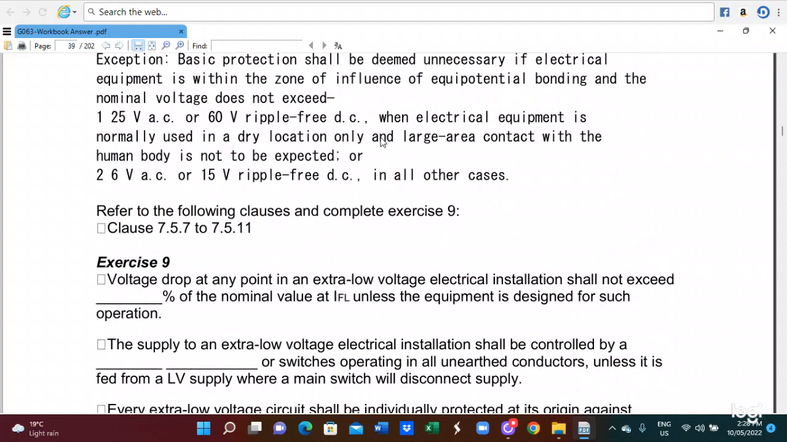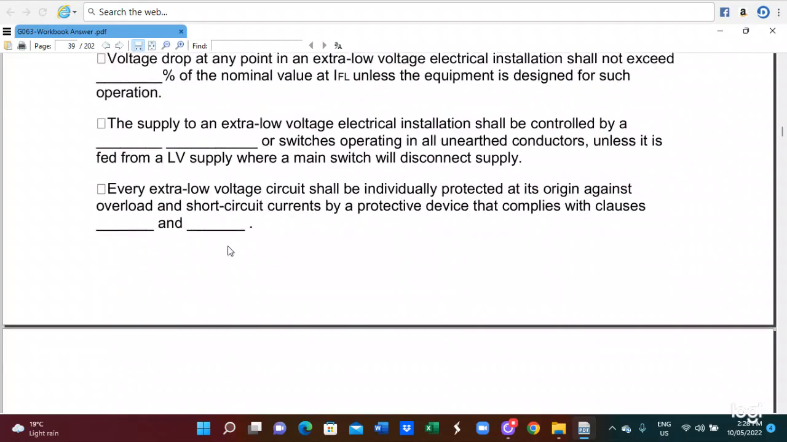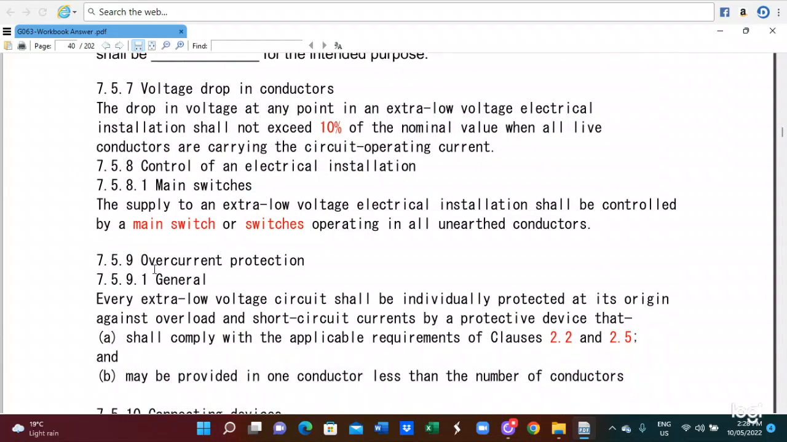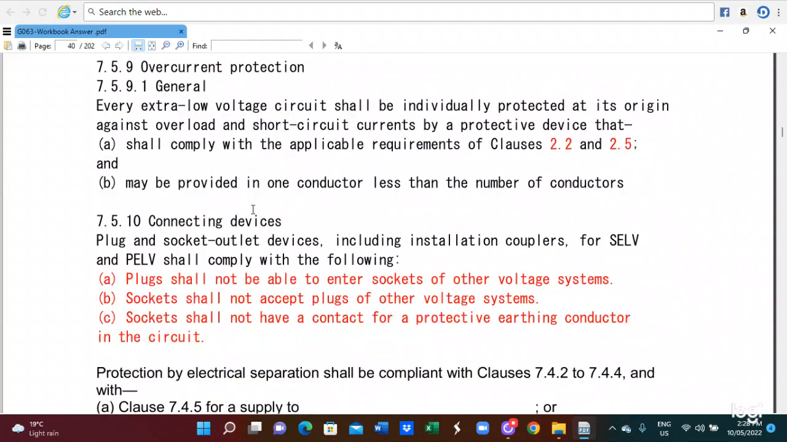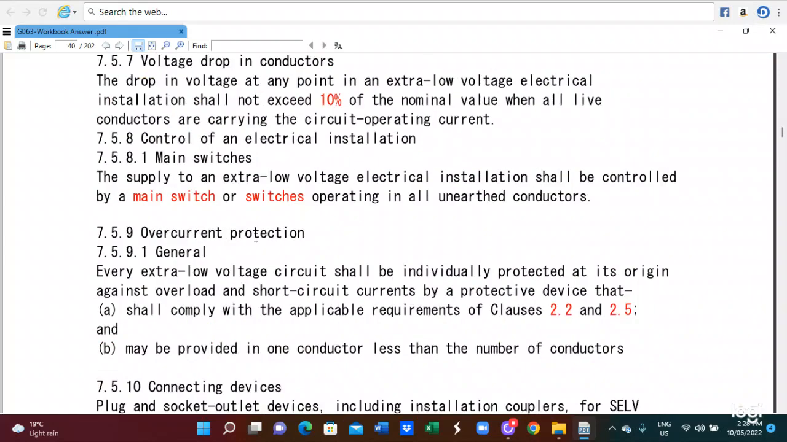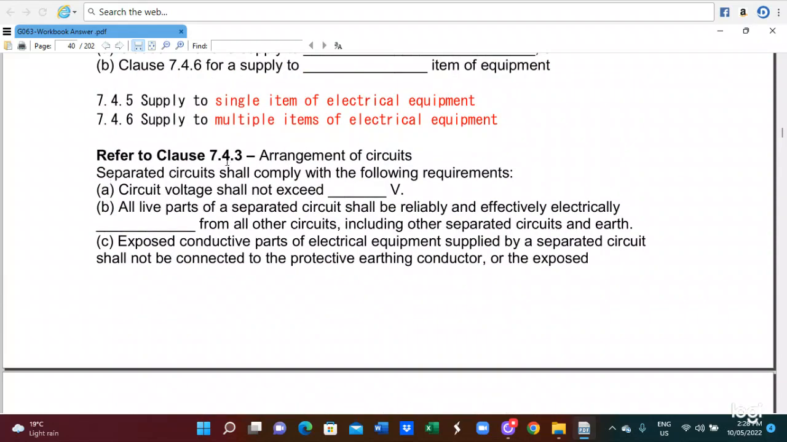So then, based on clauses 7/5/7 to 7/5/11, you have to do exercise 9. 7/5/7 is circuit voltage drop, 7/5/9 is overvoltage and overcurrent protection, and 7/5/10 is connecting devices. Those are then utilized to do the exercise. We also have clause 7/4/3, which is utilized for the arrangement of the circuit. 7/4/5 is the supply to a single item of electrical equipment, and 7/4/6 is the supply to multiple items of electrical equipment.